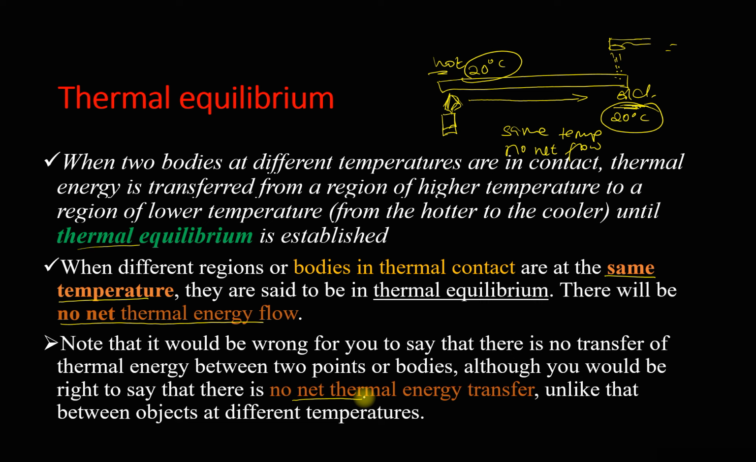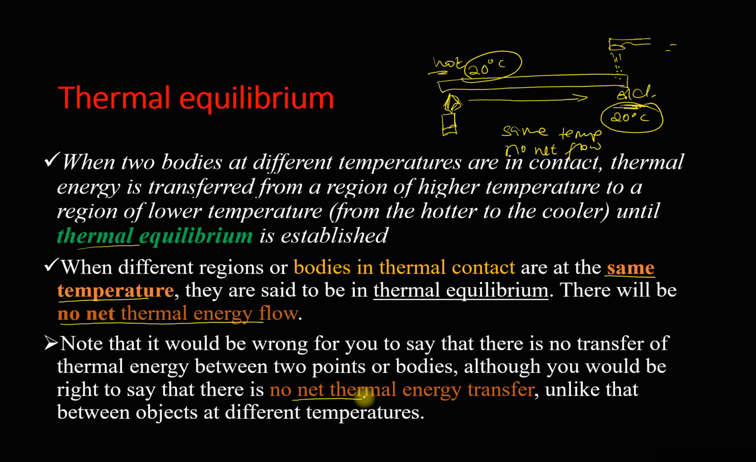So this is not the same case when there is a difference in temperature, because whenever there is a difference in temperature, heat naturally flows from a region of high temperature to a region of low temperature. And that is very, very important. So what do we mean by thermal equilibrium? Whenever thermal equilibrium is established, the bodies or two regions or two ends in thermal contact are at the same temperature and there is no net thermal energy flow in any particular direction. That's what we basically mean by thermal equilibrium.